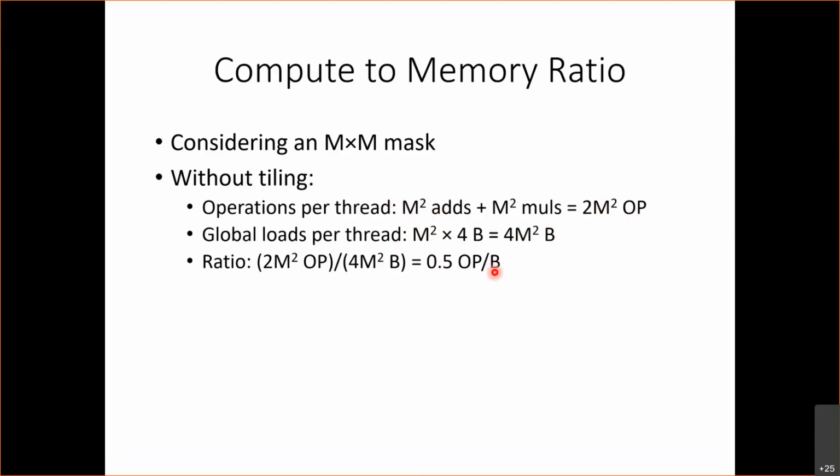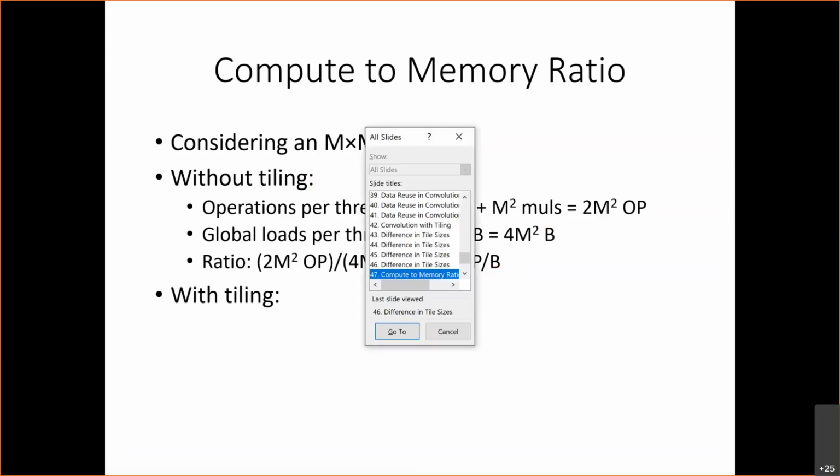Now let's look at the compute to global memory access ratio when we do tiling. We haven't implemented the code for tiling, but we can reason about it just by considering what it does. So with tiling, let's go back to the illustration.